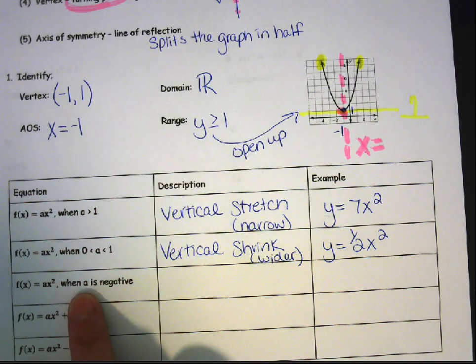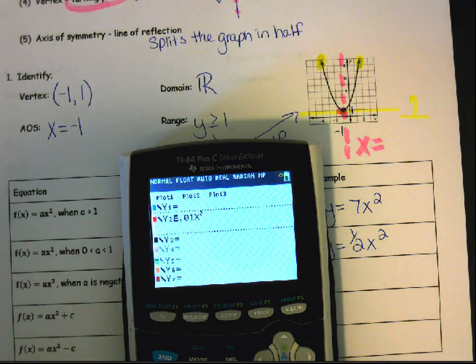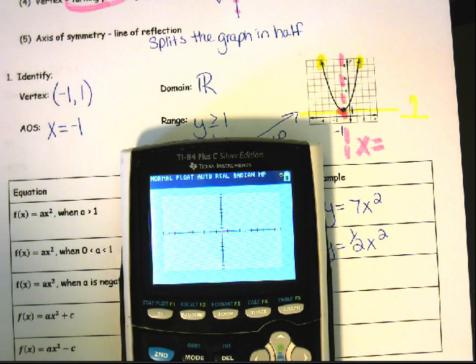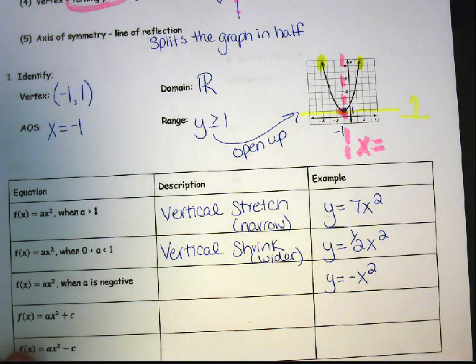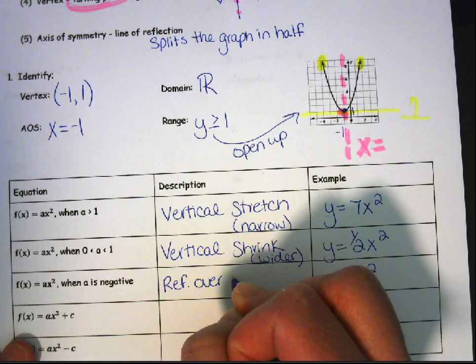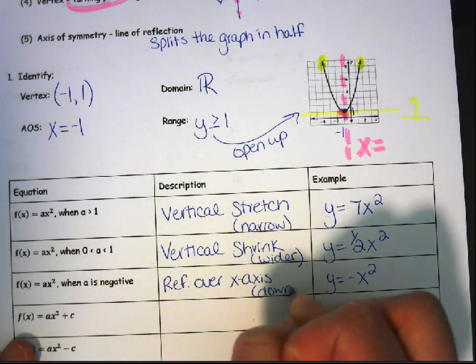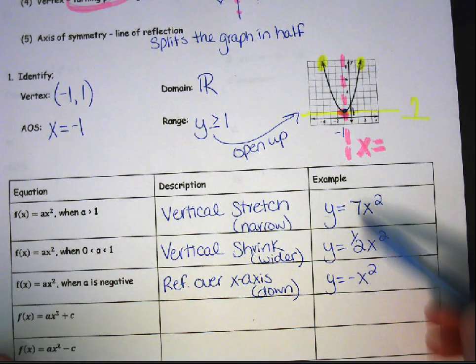Now negative is going to do the same thing that we saw with absolute value. It's just going to be a reflection. So notice I didn't do the parent, I just put the negative. But do you see how it's just flipping it down? Okay, so let's say negative x squared. This will be a reflection over the x-axis. Or we could say it's going down. Now this really is your lesson for 8-1.